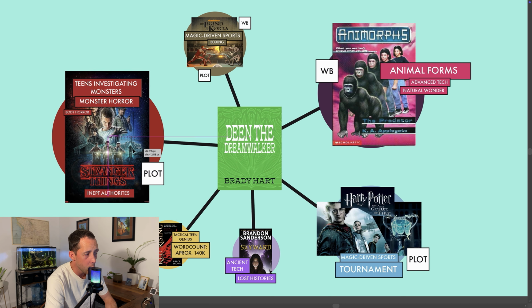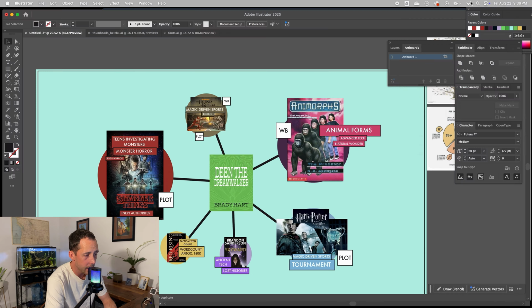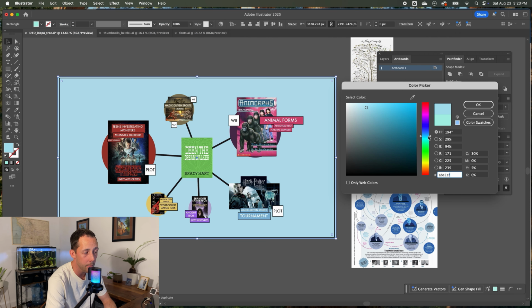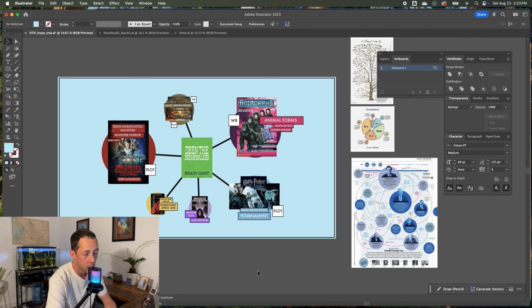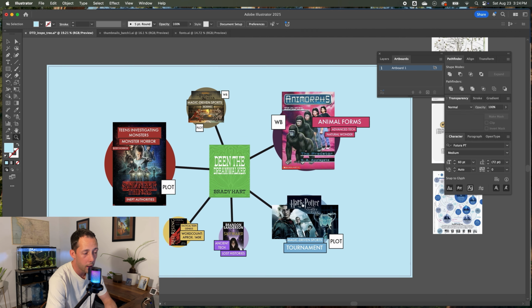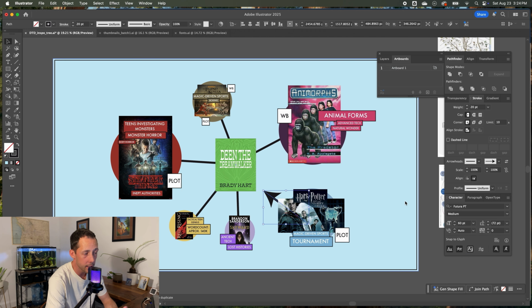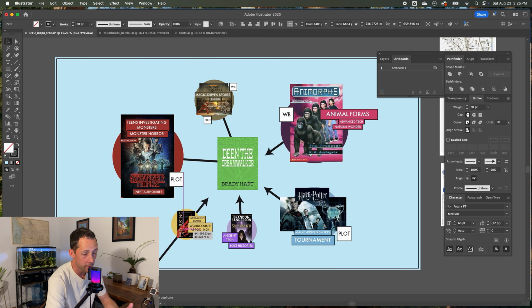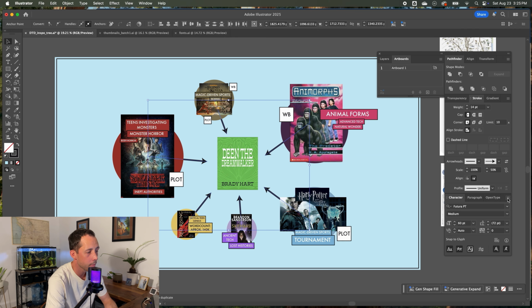You can see that I've added a few other tags here, and I added a tag signifying whether plot or world building was the main thing coming from a certain IP. So you can see from Harry Potter 4, I was inspired by the plot, and it's that plot of a sports tournament that involves the magic system in the book.